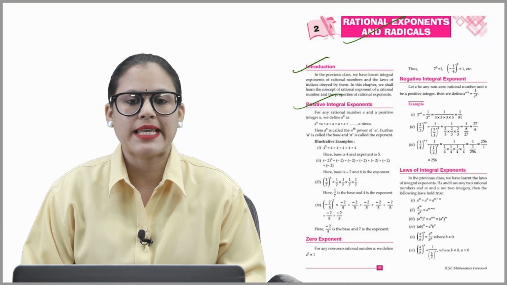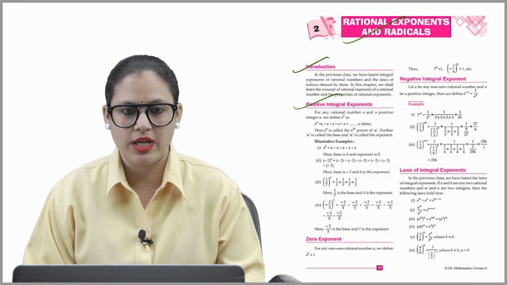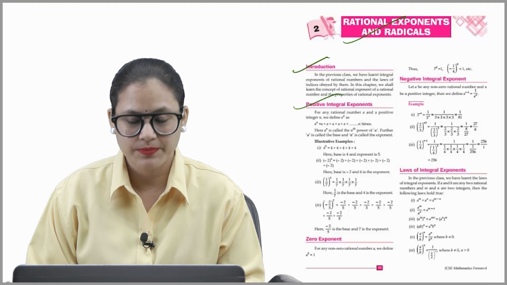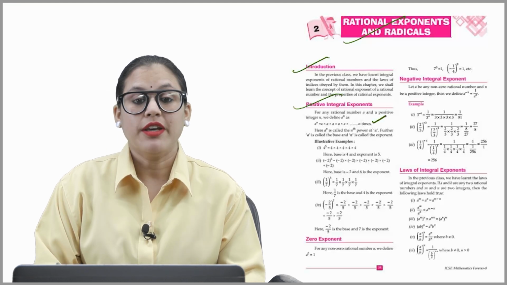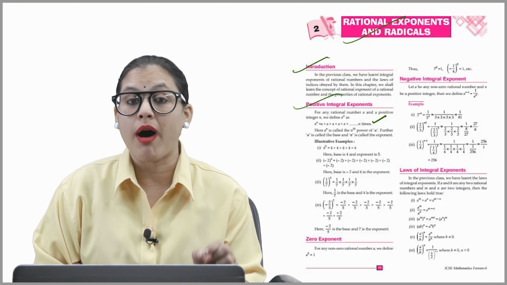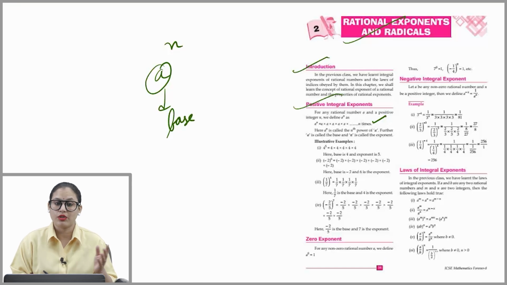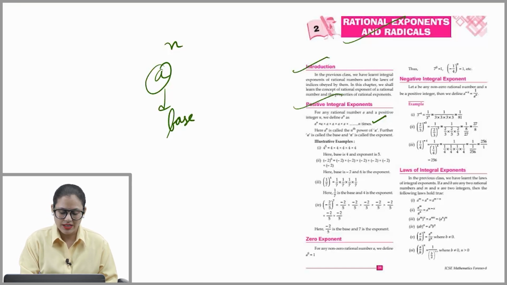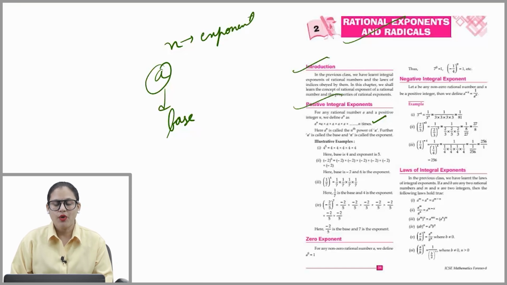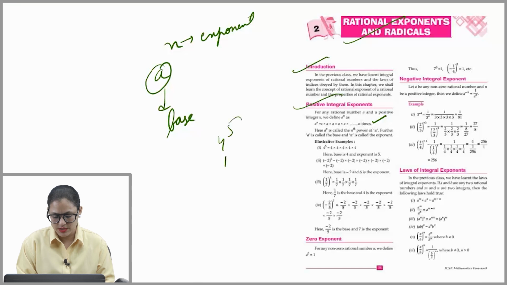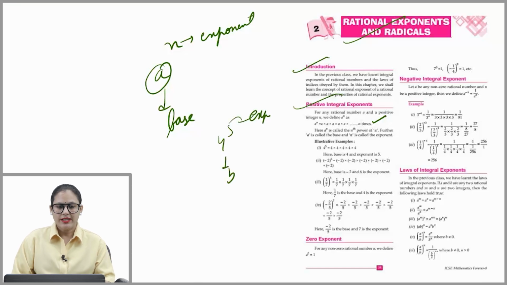Number one, positive integral exponents. For any rational number a and a positive integer n, we define a raised to the power n as a multiplied n times. Here a raised to the power n is called the nth power of a. Further, a is called the base, which you already know because you have studied this in your previous classes, and n is the exponent. For example, 4 raised to the power 5 means you have to multiply 4 by itself 5 times. So here 4 is the base and the exponent is 5.